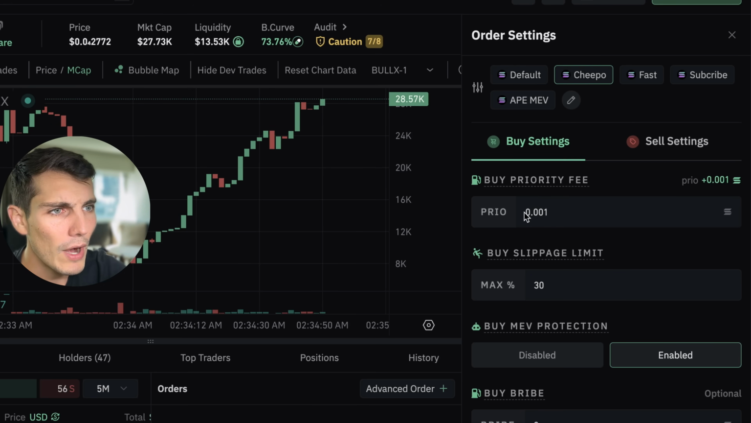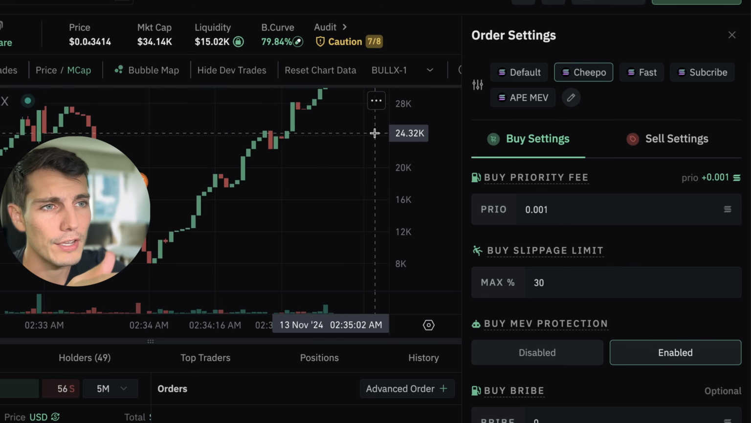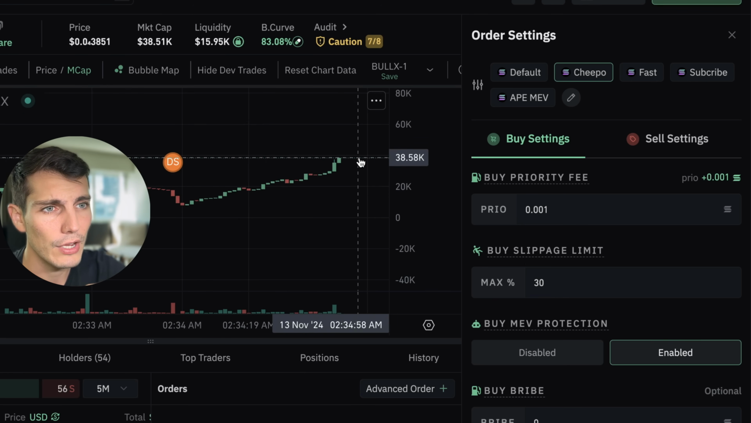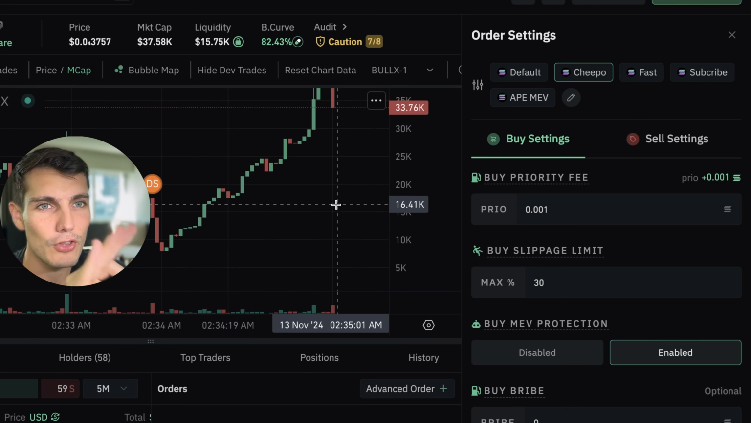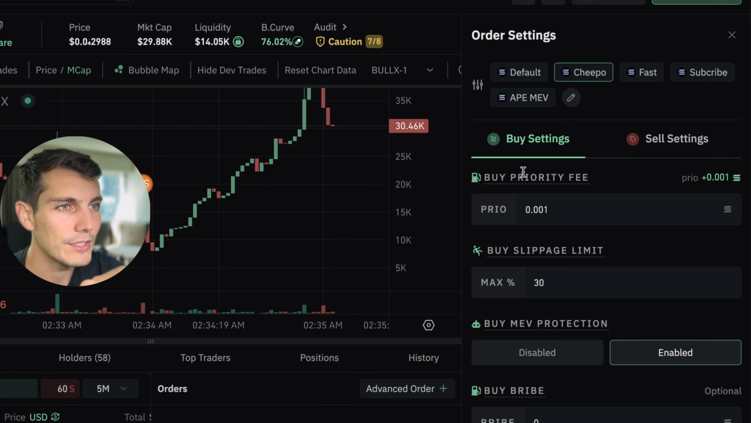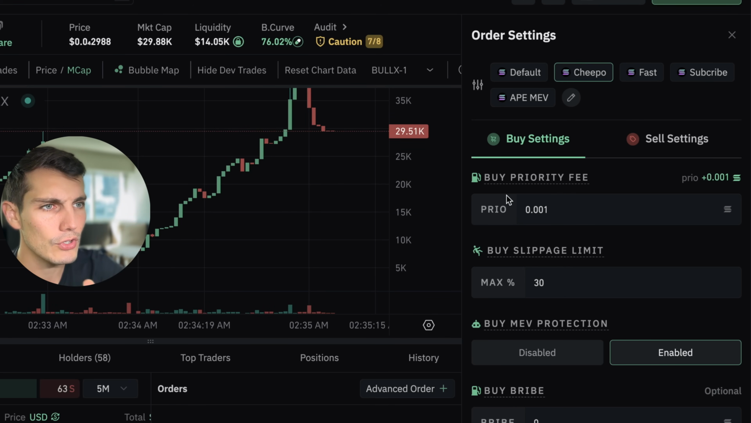But let me get right into this. So this coin, I don't know why it's going up, by the way. The developer sold, and then we see a bump directly. I will hate myself if this is the runner of the day. I don't think so. Anyways, I see a few pieces of information, and we're going to focus on them one by one.